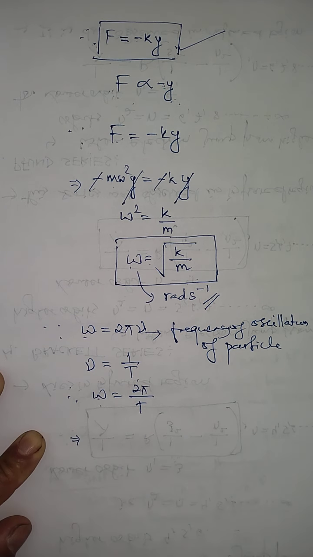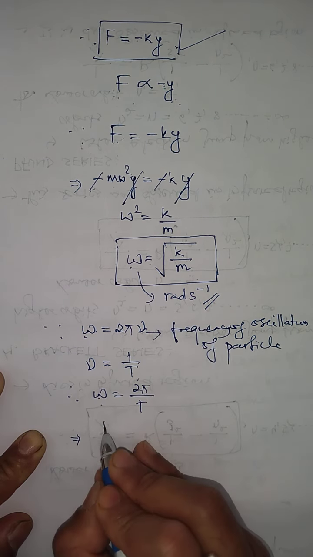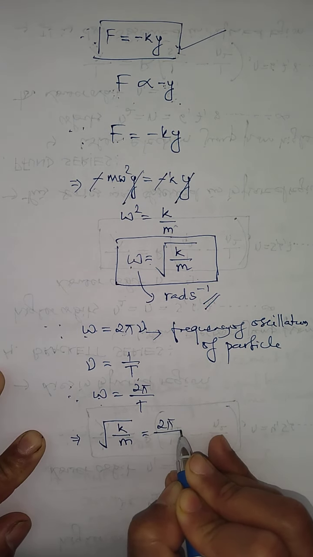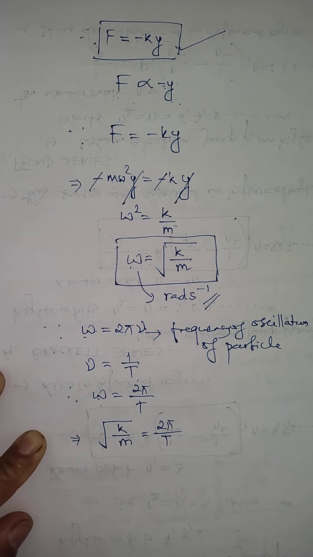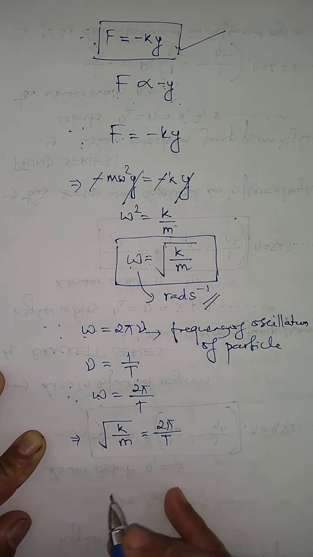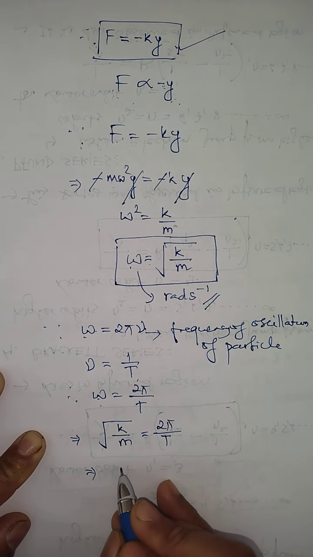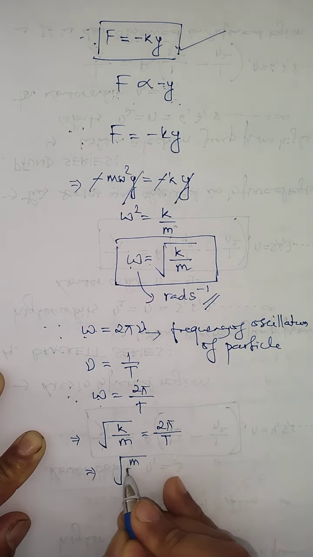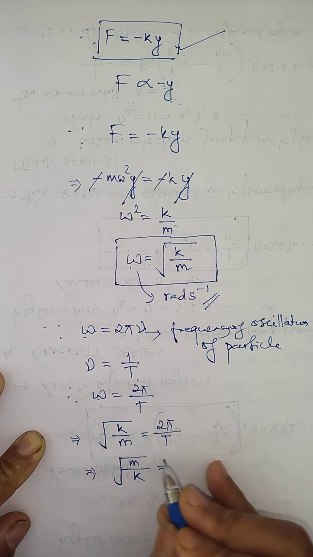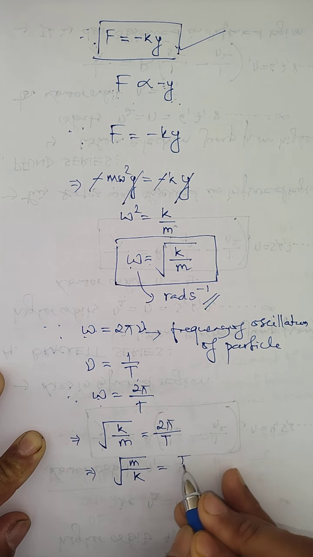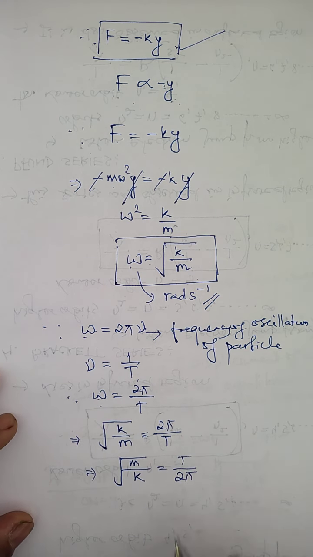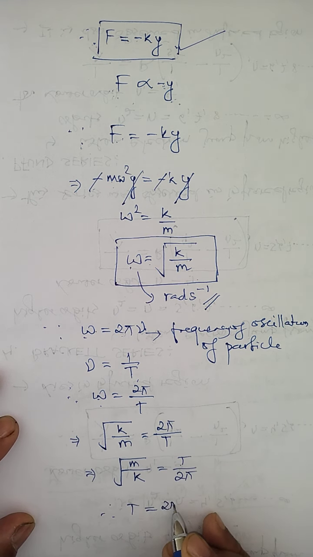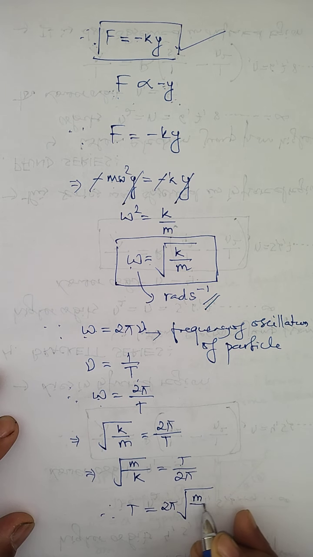Now, let me calculate the time period from this relation. Omega, how much? Square root of k by m equals 2 pi by what? T. Now, let me make T the subject. So, let me just take the reciprocal. If I take the reciprocal on both sides, I write the square root of k by m as square root of m by k. Now, the reciprocal of the right hand side, 2 pi by T, is T by 2 pi. Okay, now I'll make T the subject. If I make T the subject, then this 2 pi will go in the numerator: 2 pi square root of m by k.